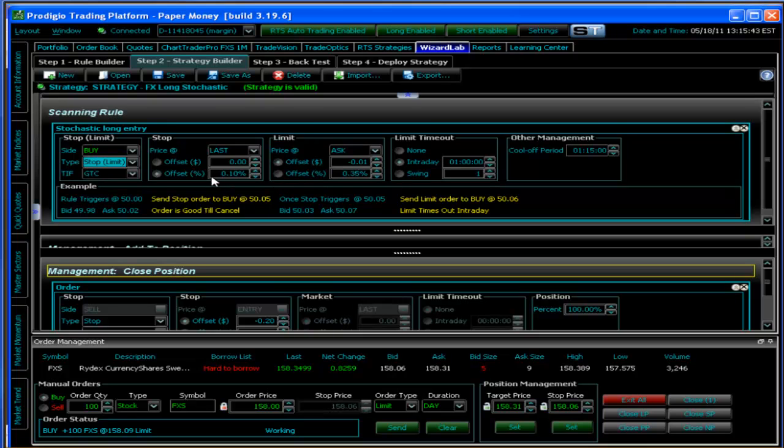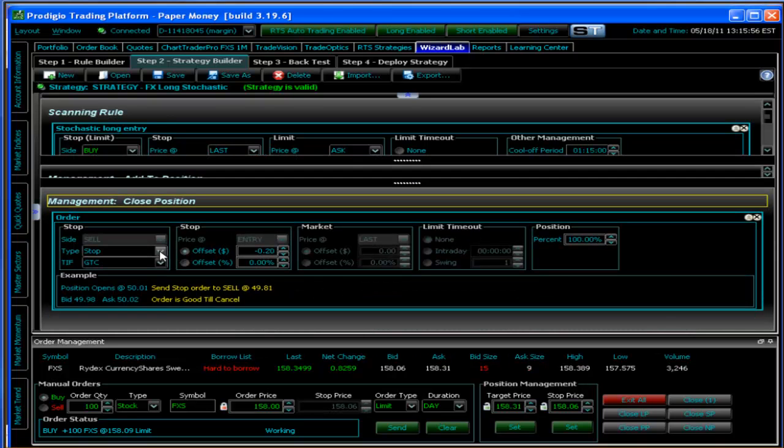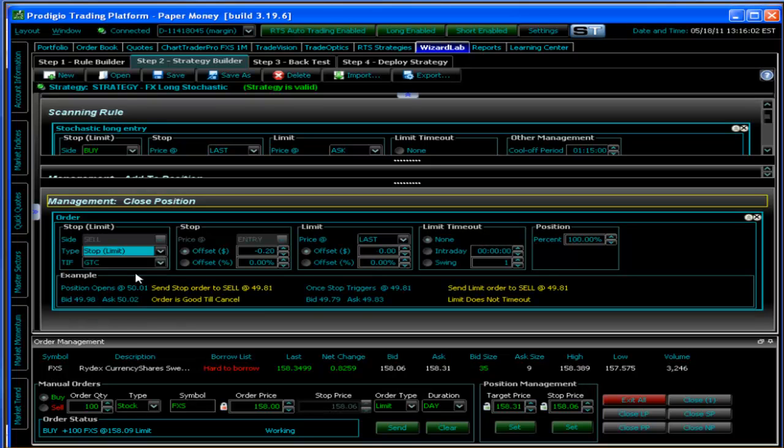The market order will fill right away. But if a stop order triggers into a limit order, you can specify the offset parameters of this limit order. So again, you can look for price improvement, you can time out that limit order, etc. And you can do the exact same things over on the management side. You have stop and stop limit over on the management side.